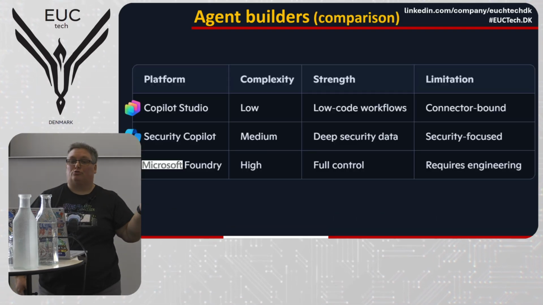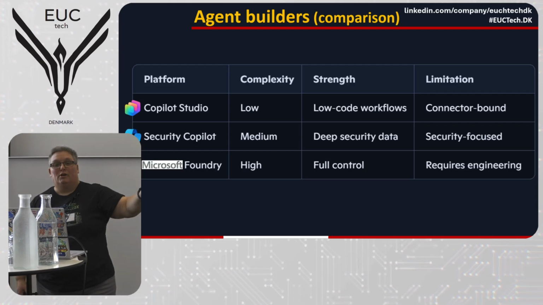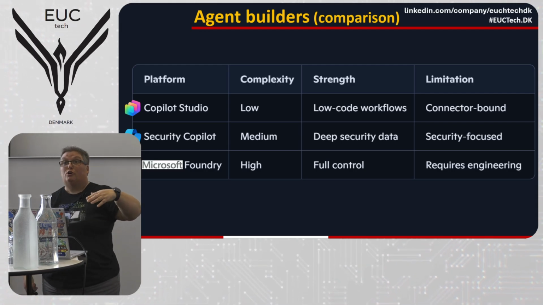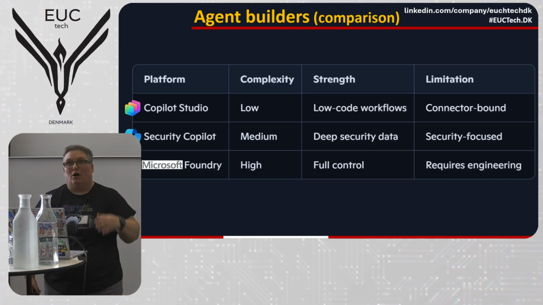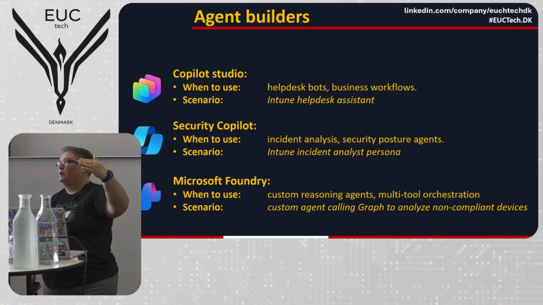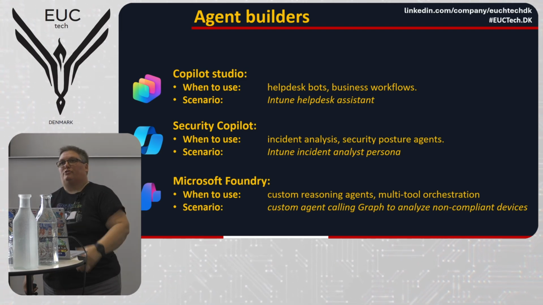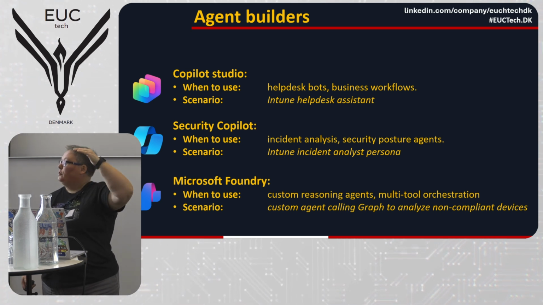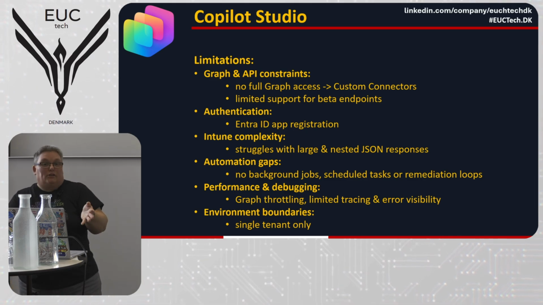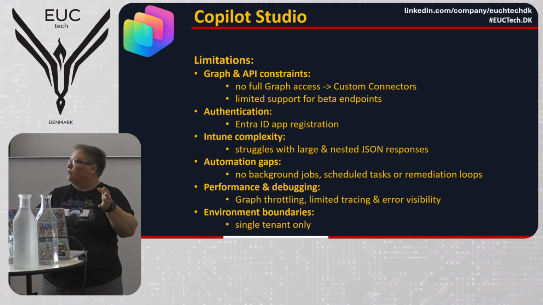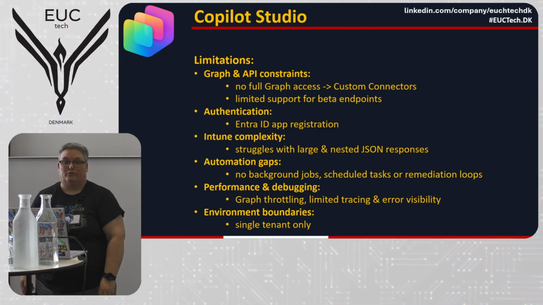I can do it low code with Copilot Studio, but that's very Microsoft 365 focused. I can do it low code with Security Copilot. It has a build option that allows you to build your own agents. Or I can go pro code all in with Microsoft Foundry. So what you see in comparison is that the complexity goes up when you're going more pro code. But as mentioned, I really try to figure out what tool is the best use case for all the different agents that I want to build.